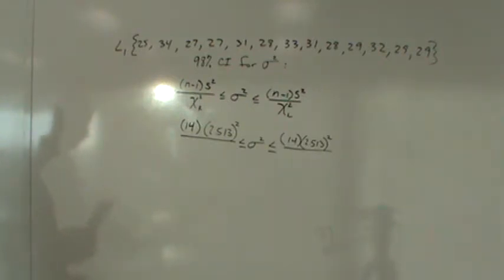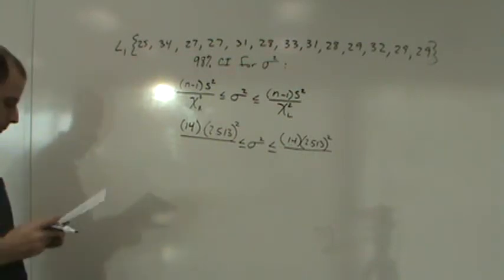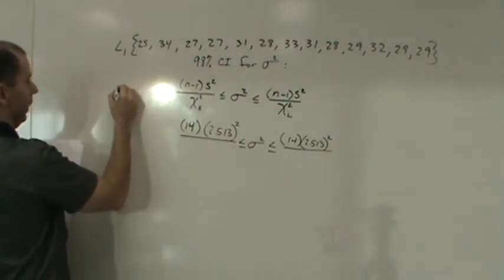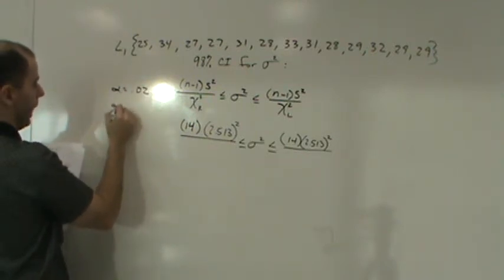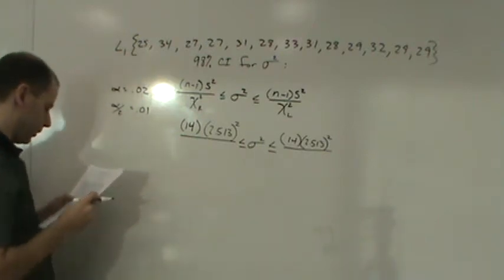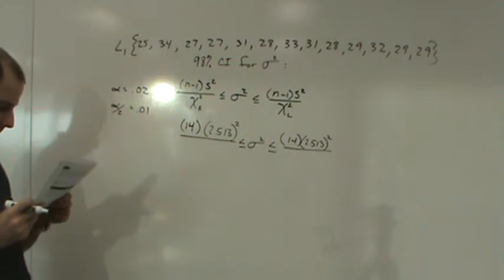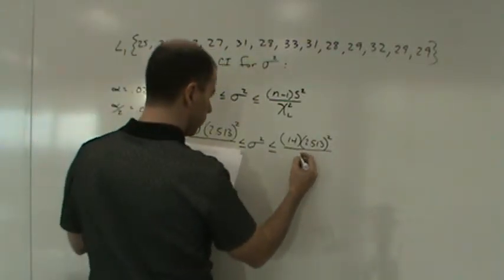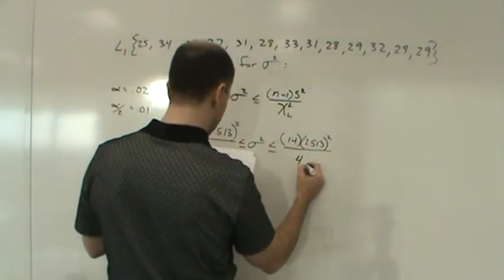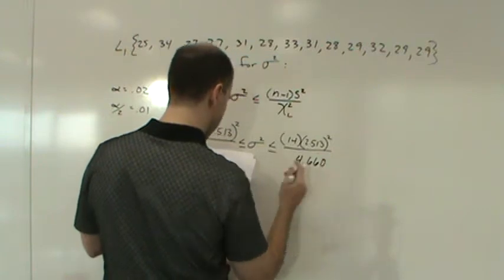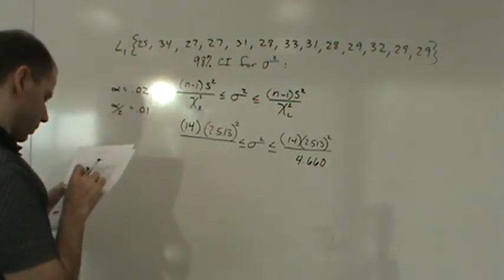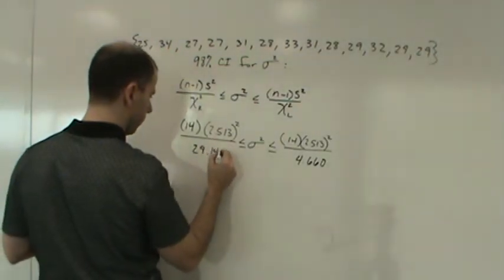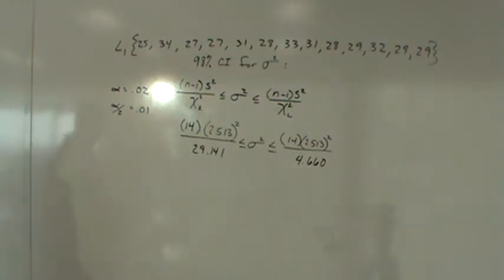Well, that's what I'm going to do right now. So for 14 degrees of freedom and a confidence level of 98, that means what? Alpha is equal to 0.02. Half of alpha is equal to 0.01. So I'm going to look up 0.01 and the degrees of freedom 14. My left critical value is 4.660. My right critical value is 29.141. And so now all I have to do is plug and chug into my calculator and write down the answer.